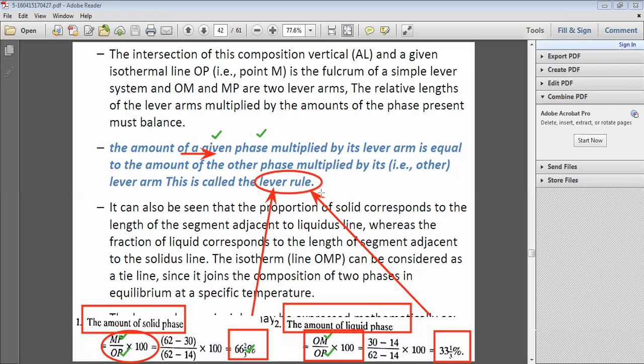Clear? So this was the brief description of the lever rule. So this was the simple description of the lever rule.